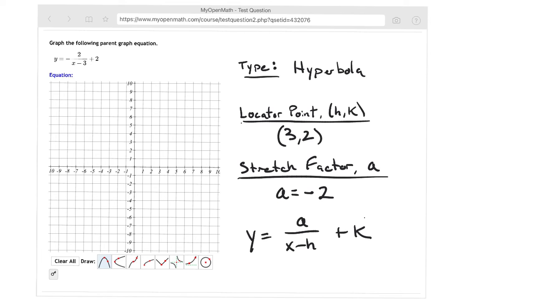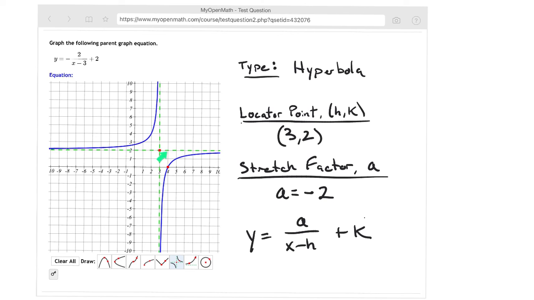So in this particular example, I'm going to start by trying to graph at my locator point. So I'm going to start at 3, 2, and I put a dot there. Actually, first you have to grab the correct function down here, and so that is the hyperbola graph. And now I go to 3, 2, and you see that it puts those horizontal and vertical asymptotes in there automatically for us.